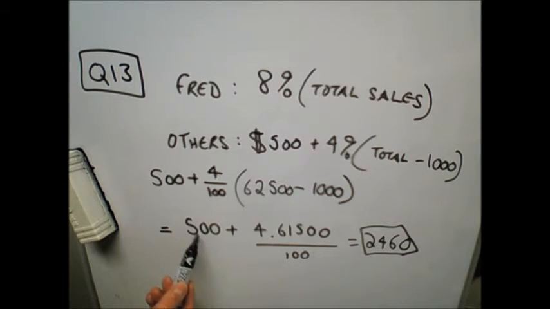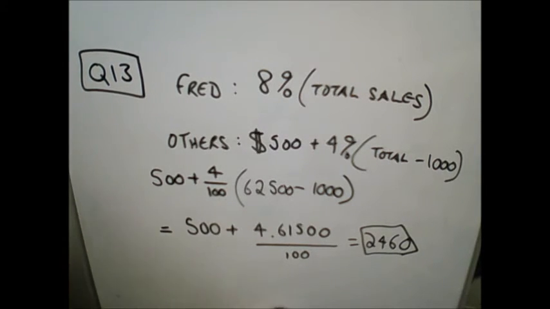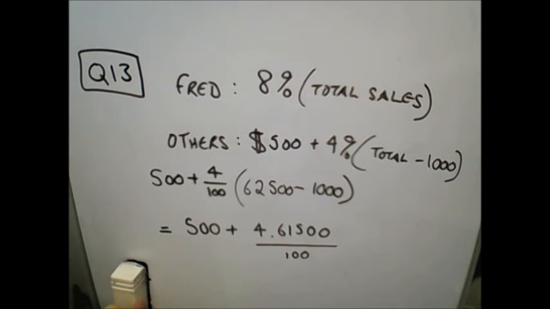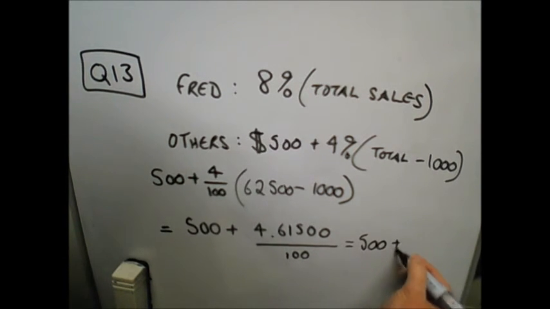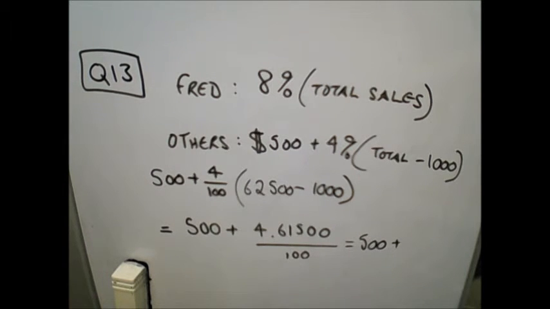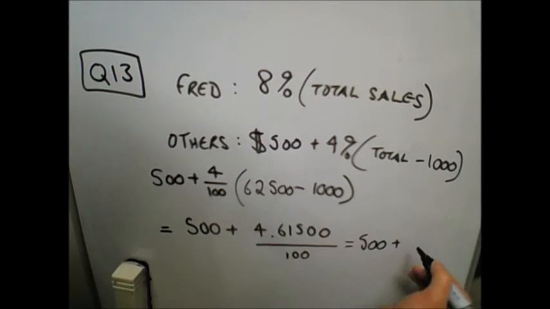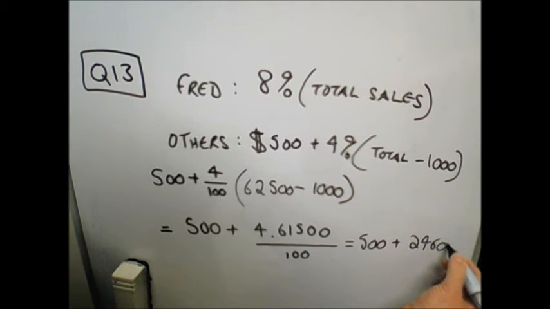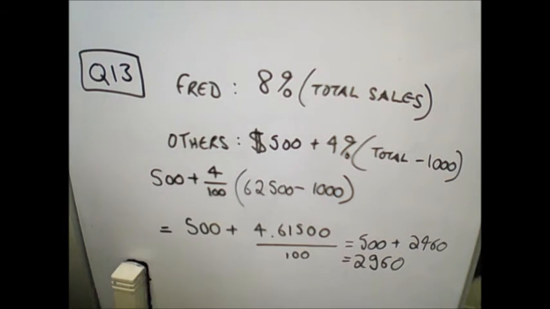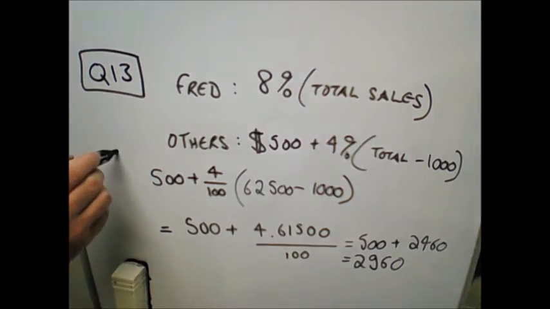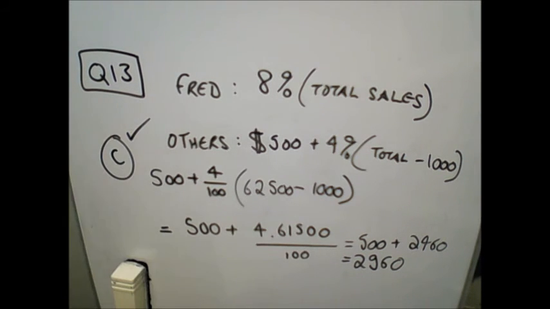So here, of course, we need to add the 500 to this 2,460. And the result is, come on, Tim, what's the result? It is 2,960. So quite a lot less in terms of a wage for these other salespeople. Anyway, there you go. Answer choice C.